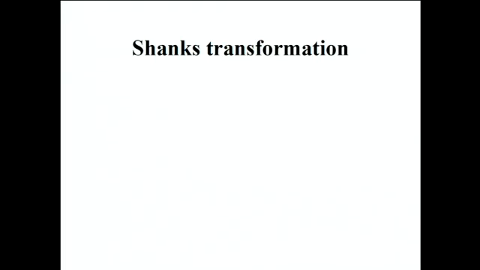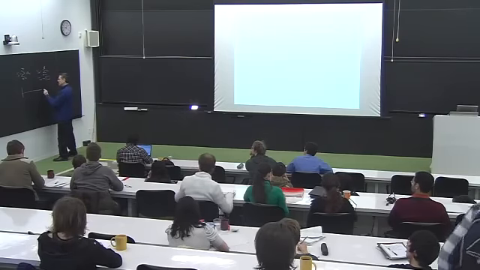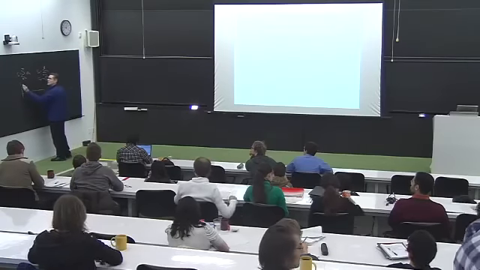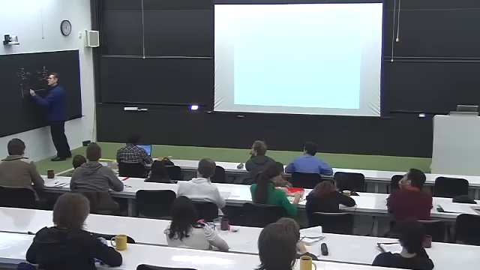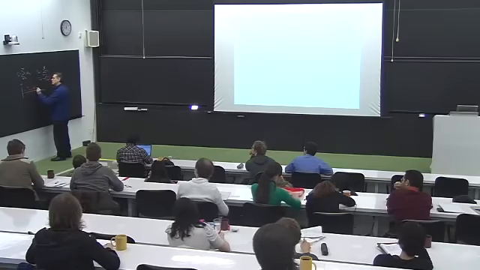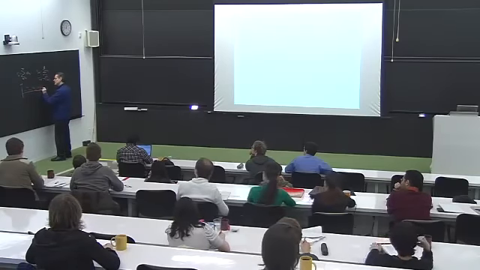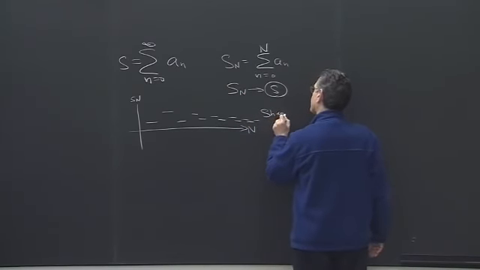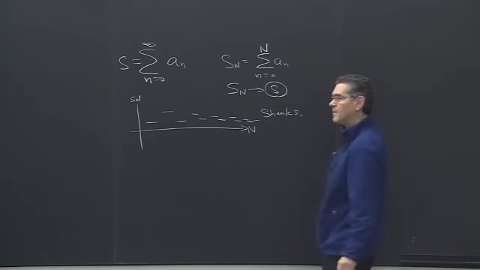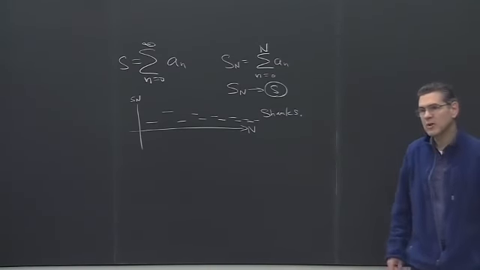We said that if the partial sums look something like this, where this is capital N and this is Sn, and the partial sums are oscillating with smaller and smaller oscillations like this, then we want to use the Shanks. Okay? That was the trick that we used.